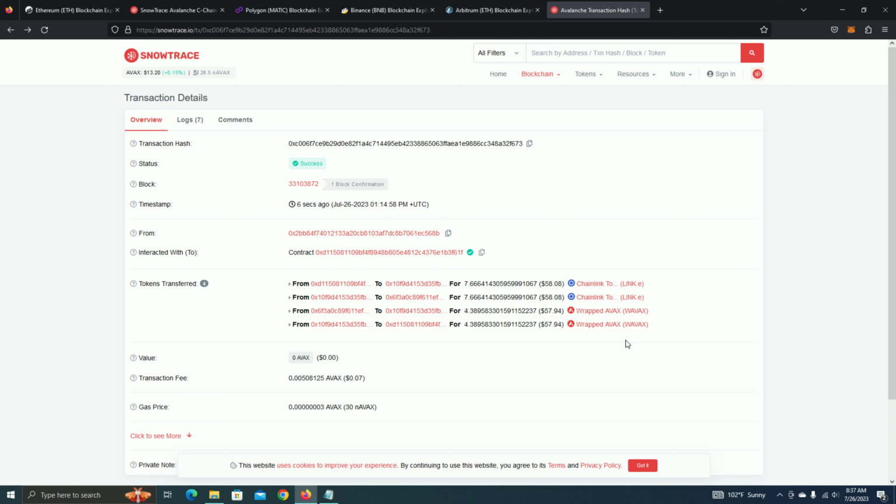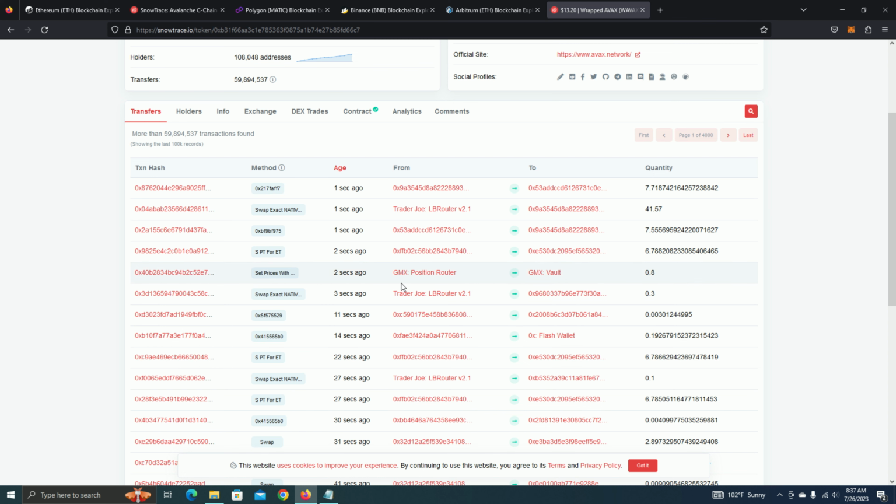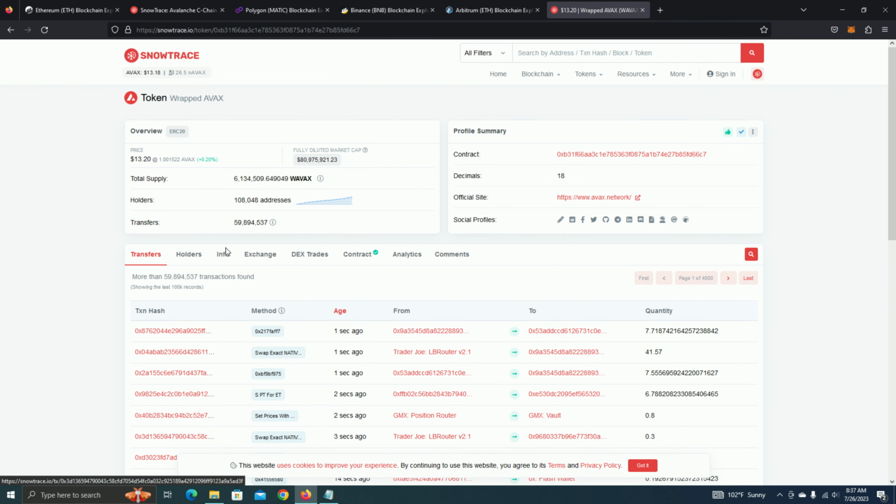And you can actually also look at a particular token address as well. So if I'm interested in, say, wrapped AVAX, I can click into this, and then it'll give us some information about wrapped AVAX: the price of it, the fully diluted market cap, total supply, the number of holders, transfers, the contract, number of decimals, official site, and then this tells you all the transactions related to this token.